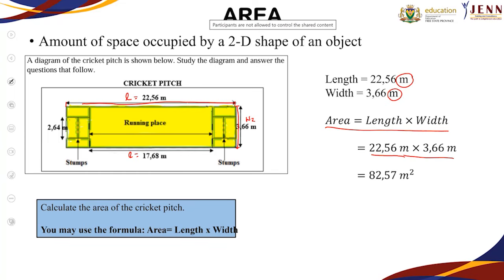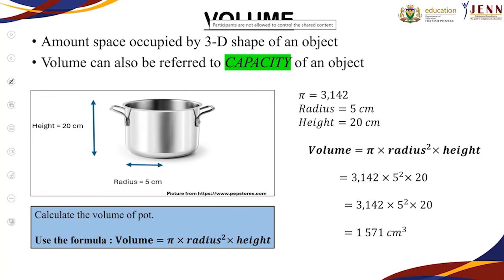82,571 square meters. Where is my square coming from? The 2D shape that we see there. So your area is always a squared unit. That's what happens because I use two dimensions, which is my length and my width, for me to calculate the area. So now let's look at volume.